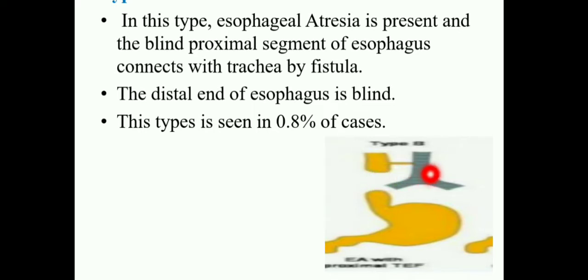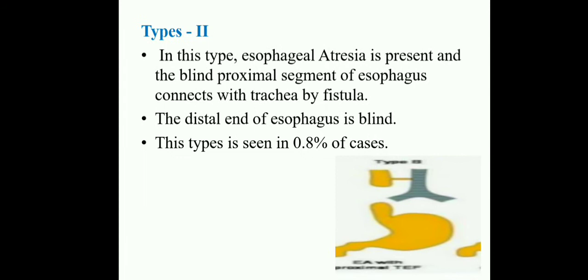In this second type, esophageal atresia is present and the blind proximal segment of the esophagus connects with the trachea by a fistula. The distal part of the esophagus is blind. This is the second type of TEF, tracheoesophageal fistula. All of you clear? This is the second type.